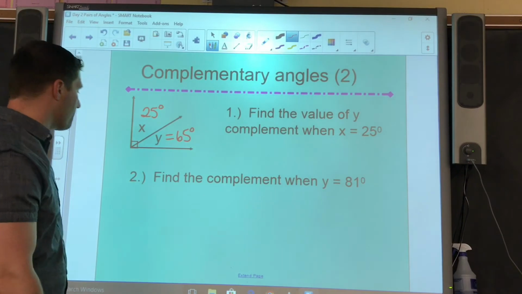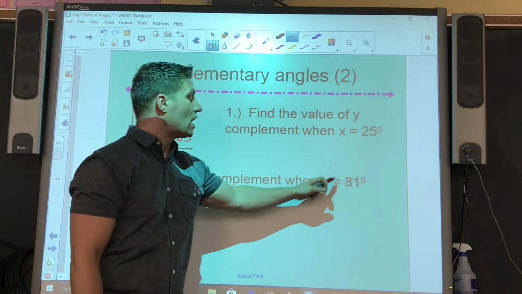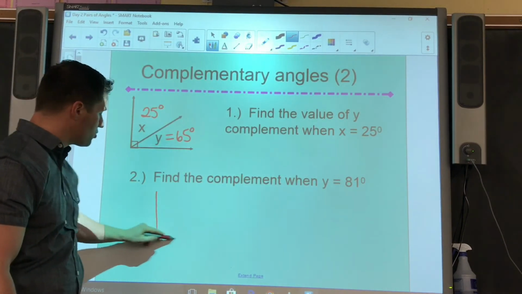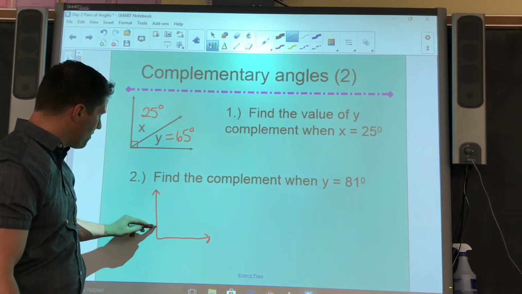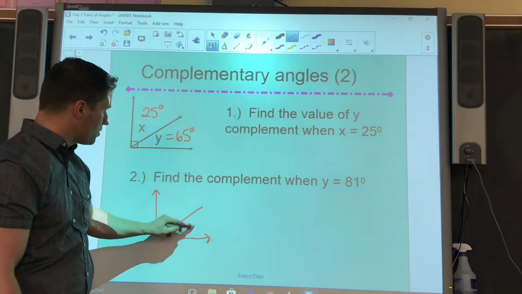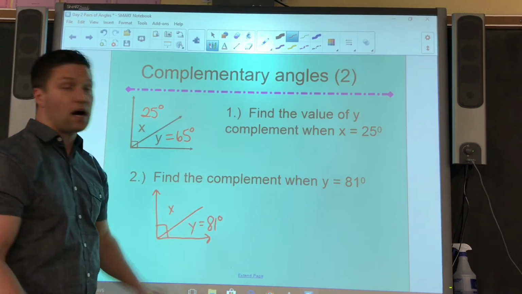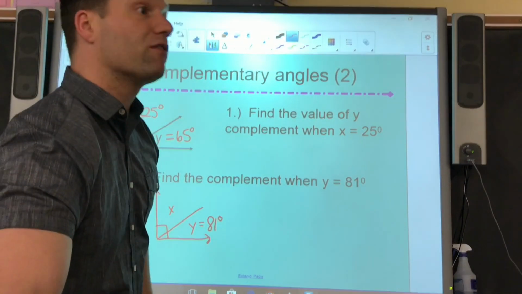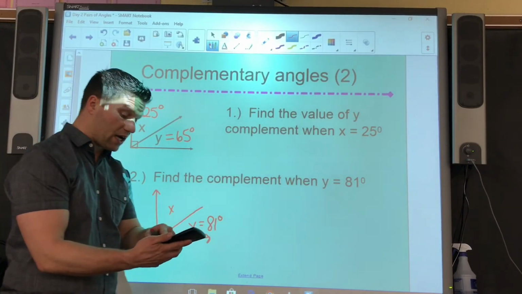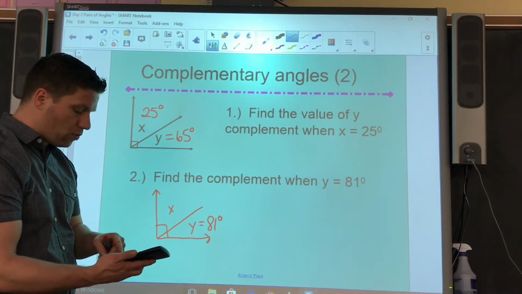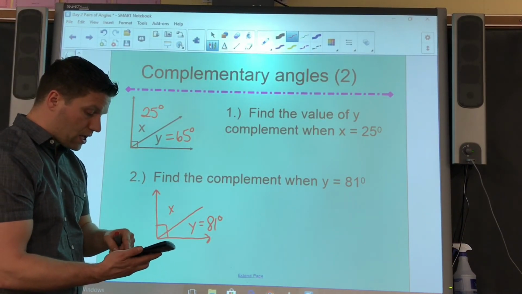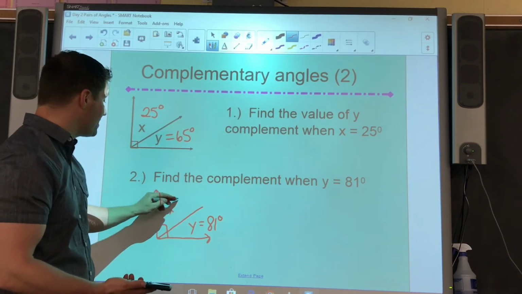Same thing down here. Find the complement when y is equal to 81. I'll draw a little picture. I have 90 degrees. I'm going to make this one y, I'm going to make this one x, and this is 81 degrees. I'll grab my calculator again. I'm looking for the complement, so 90 minus 81 that's already used, and I'm getting 9 degrees.